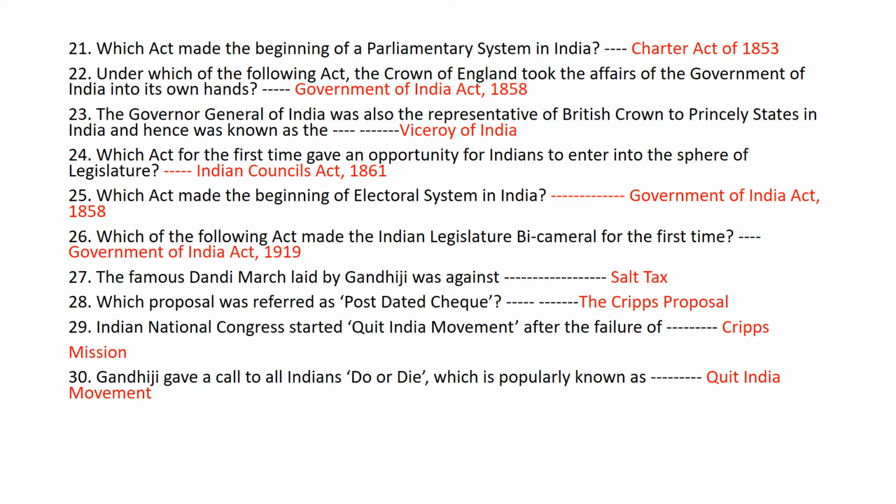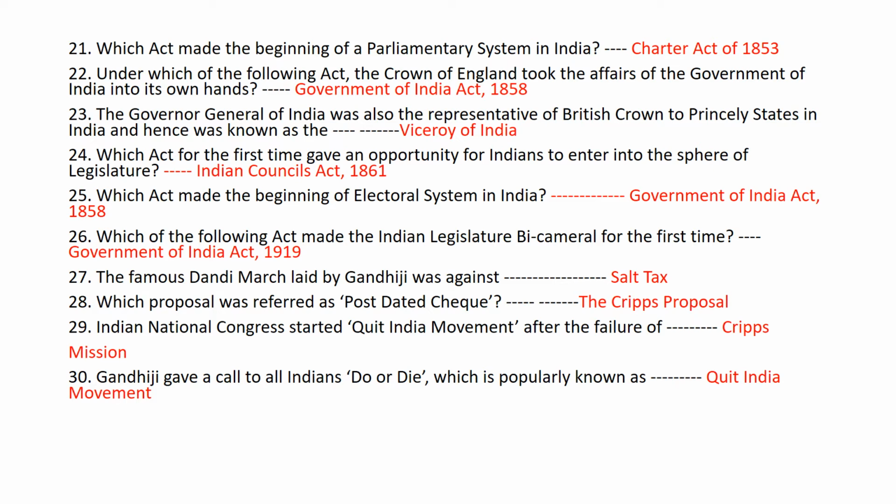Which act for the first time gave an opportunity for Indians to enter into the sphere of legislature? Indian Councils Act 1861. Which act made the beginning of electoral system in India? Government of India Act 1858. Which of the following acts made the Indian legislature bicameral for the first time? Government of India Act 1919. The famous Dandi March led by Gandhiji was against salt tax.